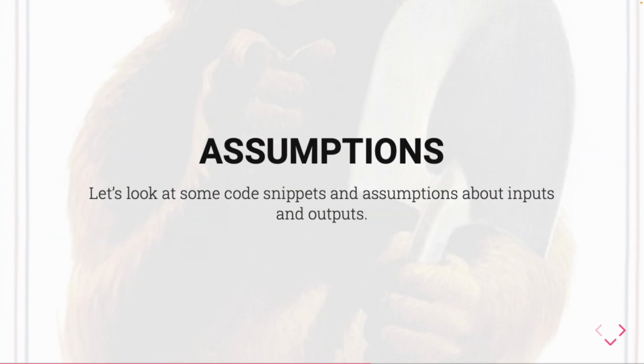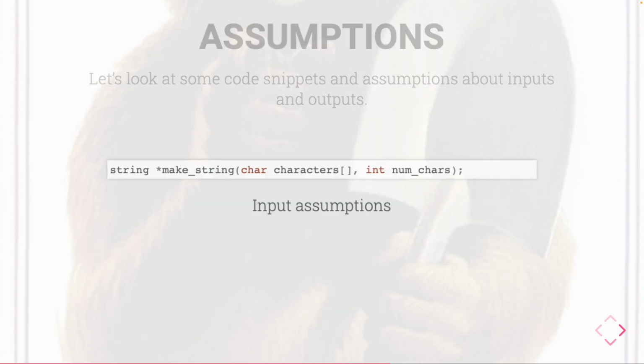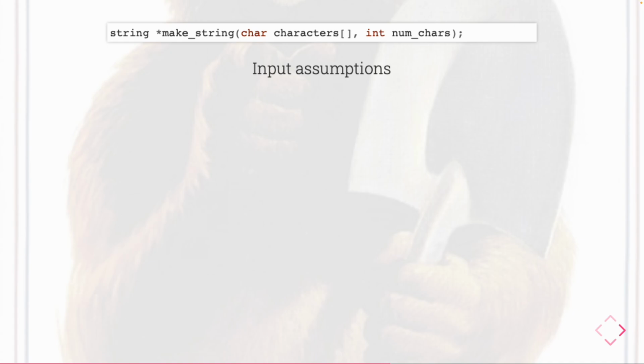So we'll look at some code snippets and get a better idea of what I mean by assumptions, and see what assumptions we're making about inputs and outputs. So perhaps we have a function to make a string, takes a char array and the number of characters in the string.